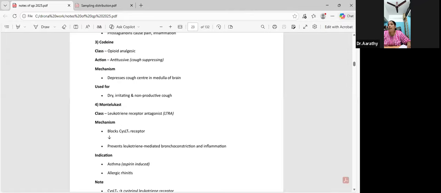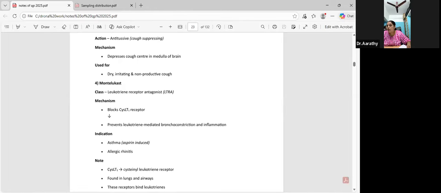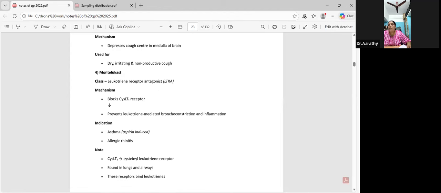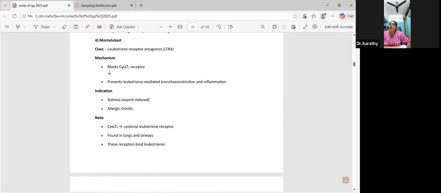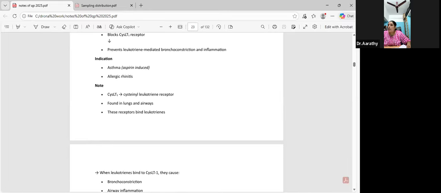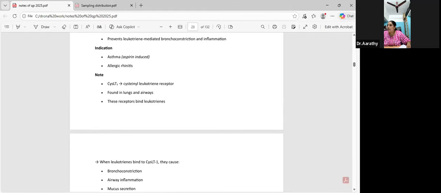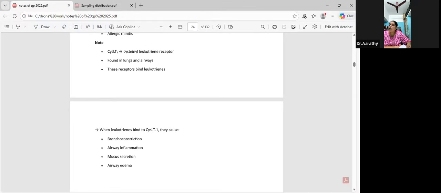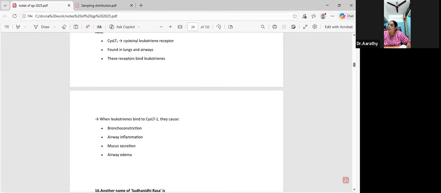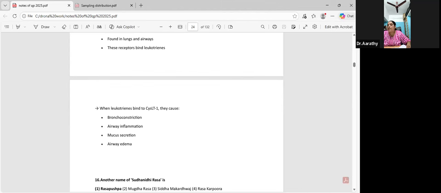For the previous one, codeine, it acts in the medulla of brain. For montelukast, it acts in the bronchioles or bronchi of the body, the lungs. Now, indication is asthma, allergic rhinitis, etc. More related to respiratory ailments. The cysteinyl leukotriene receptor is found in lungs and airways. These receptors bind leukotrienes. When the leukotrienes bind to CysLT1 receptors, they cause bronchoconstriction, airway inflammation, mucus secretion, and airway edema. So when you take montelukast, this whole cycle is blocked and you don't have that bronchoconstriction.